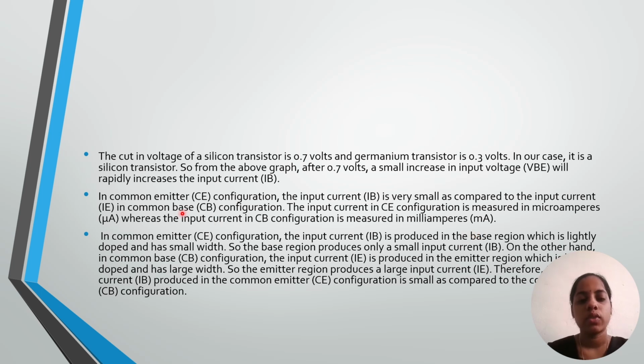Mostly we are using common emitter configuration in electronic circuits because common emitter configuration has high current gain. In common emitter configuration, the input current IB is produced in the base region. Input is base and output is collector. This is about the input characteristics of common emitter configuration.